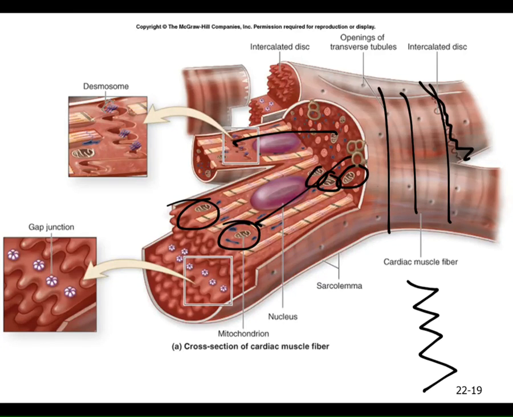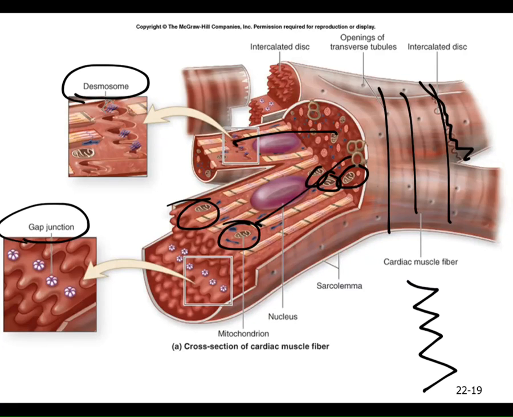And then this slide gives us a little bit more detail about what an intercalated disc actually is. An intercalated disc is really a combination of a desmosome and a gap junction. Now, those are two terms we have not seen for a while. We talked about those back in the skin unit, and they were both different types of intercellular junctions.